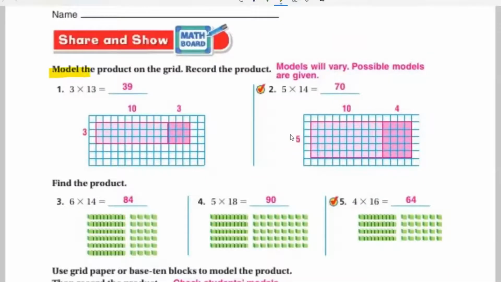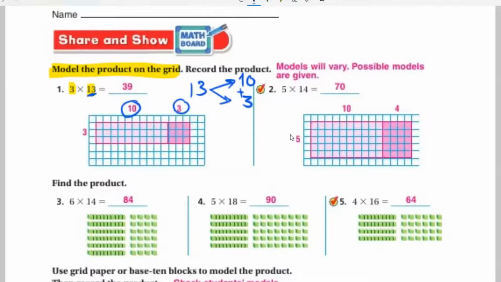Okay, model the product on the grid here. We have 3 multiplied by 13. The easiest way, if you want, is to break the number. Let's break 13 into 10 and another number. 13, 10 plus what? 10 plus 3, right? So write 3. So we have here 10 plus 3.